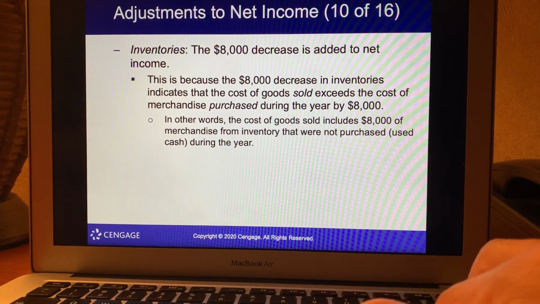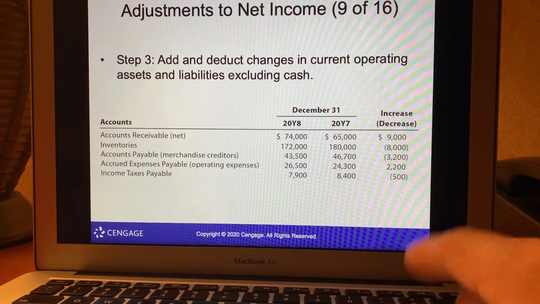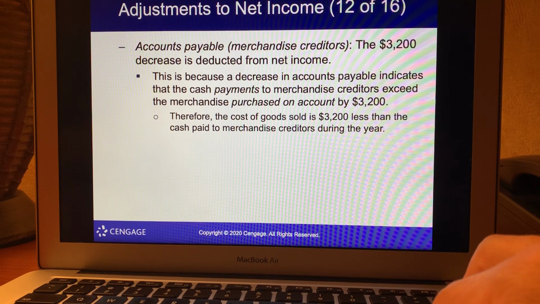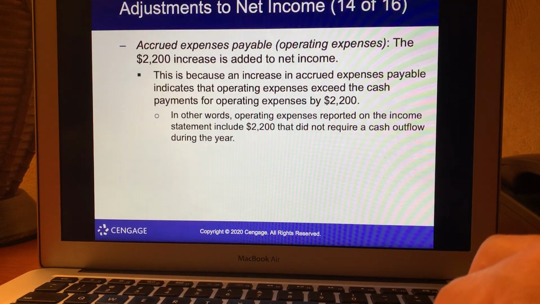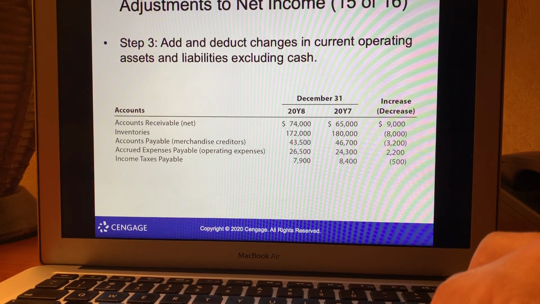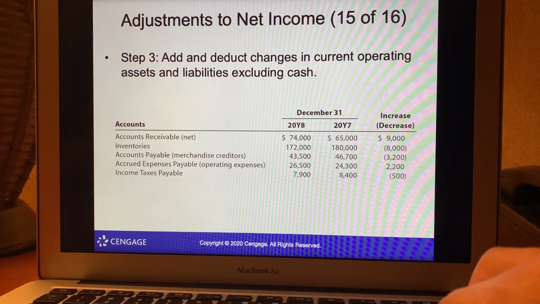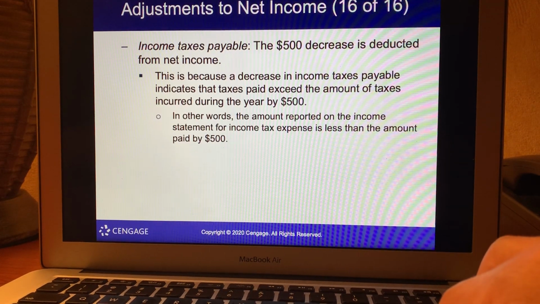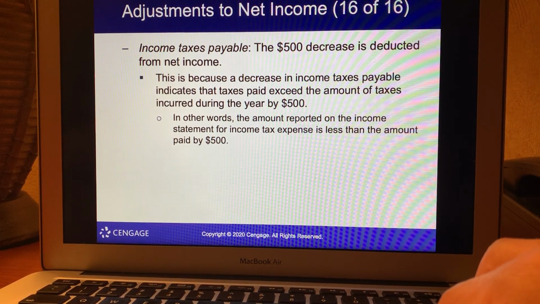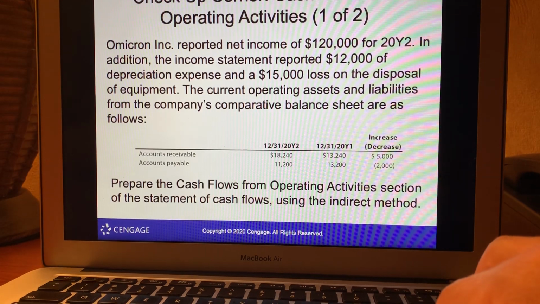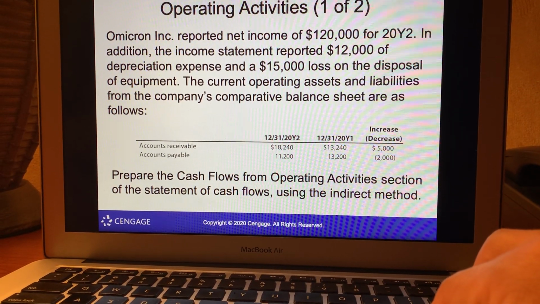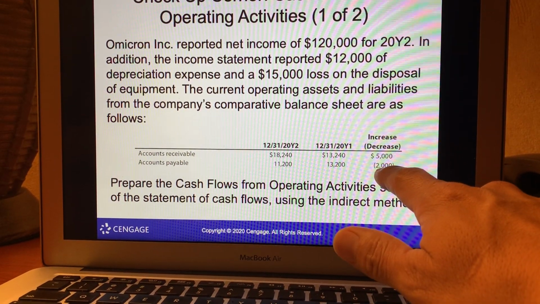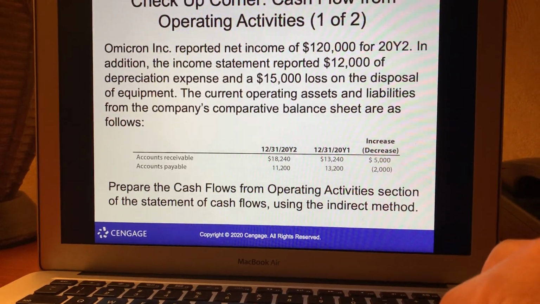Okay, inventories 8,000. We already talked about that right there. So 8,000 is deducted. Then 3,200 is also deducted, and then 2,200 is increased. So it's just going through each step of what I had already talked about. And then a 500 decrease in taxes payable. So whenever we look at this, our accounts receivable will be 5,000, and then our accounts payable will be deducted for 2,000.